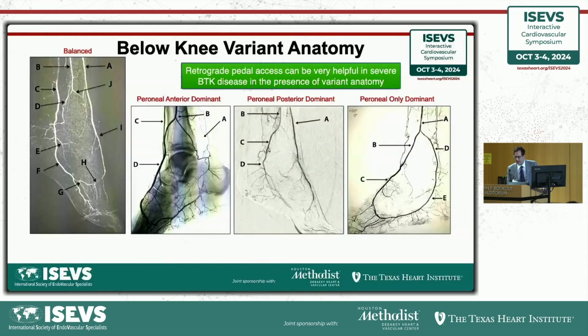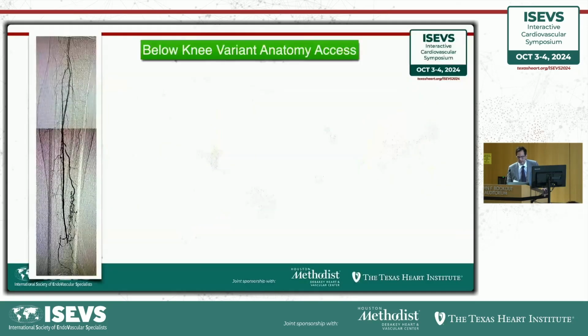Retrograde pedal access can be very helpful in severe below-the-knee disease, particularly in the presence of variant anatomy, where sometimes you don't know this exists until you get the access. This is a patient who came in with an ulcer, admitted to the hospital with osteomyelitis. I did the angio. It seems like he has an occluded posterior tibial with reconstitution distally. The anterior tibial artery is occluded distally, and the peroneal at the mid-segment has a large collateral.